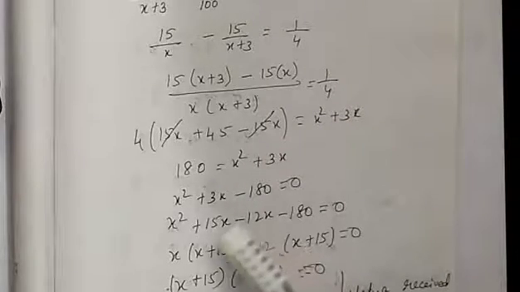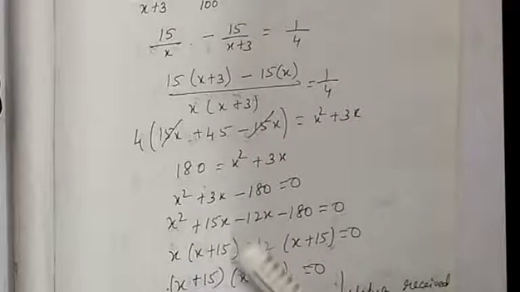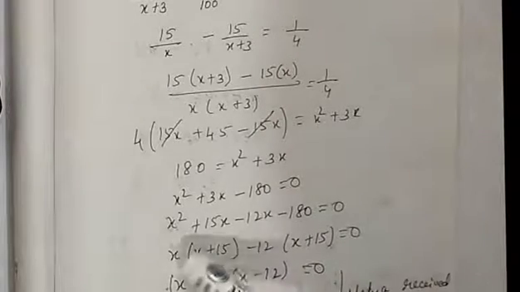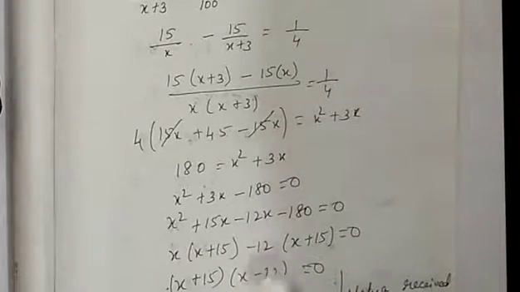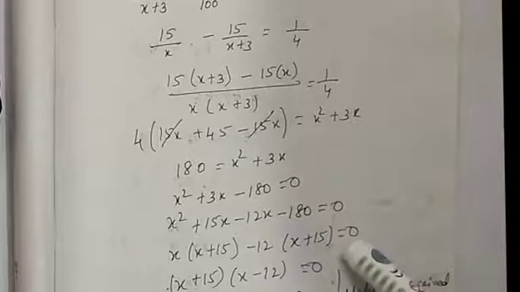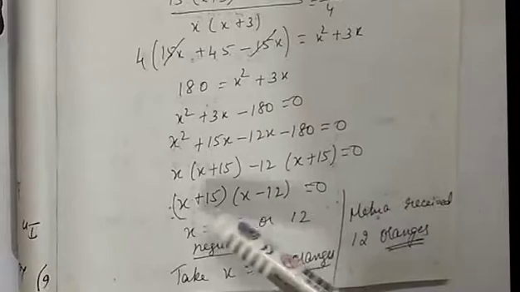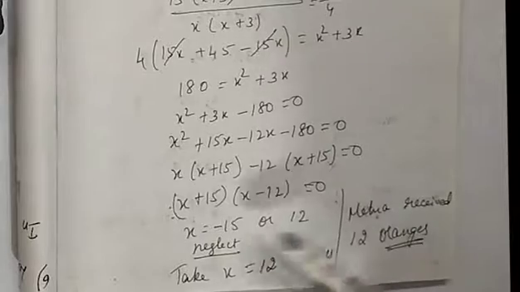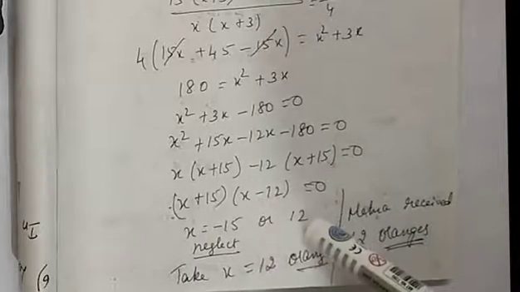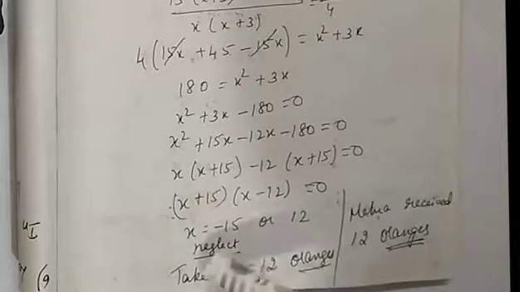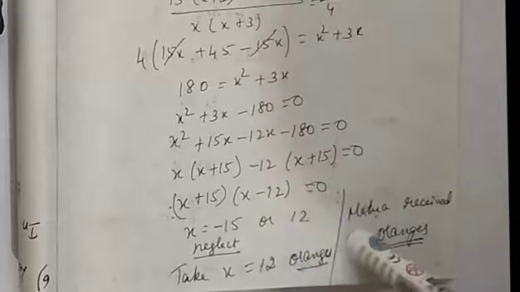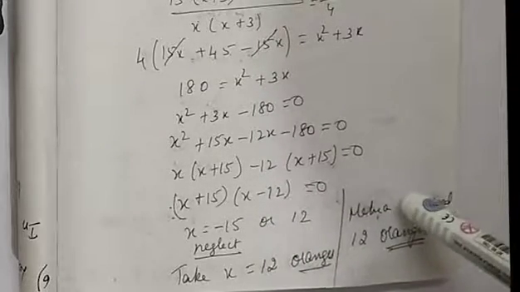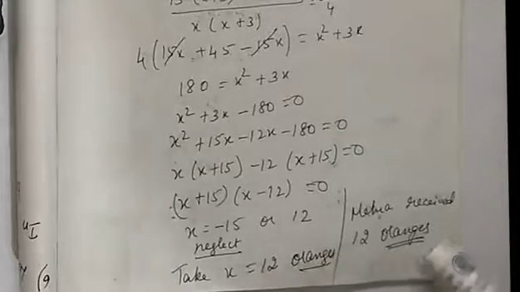Now split the middle term. x square plus 15x minus 12x minus 180 is equal to 0. Now x into x plus 15 minus 12 into x plus 15 is equal to 0. x plus 15 into x minus 12 is equal to 0. x is equal to minus 15 or x is equal to 12. Neglect the negative one and take x is equal to 12. The number of oranges Mr. Mehra received is 12 oranges.